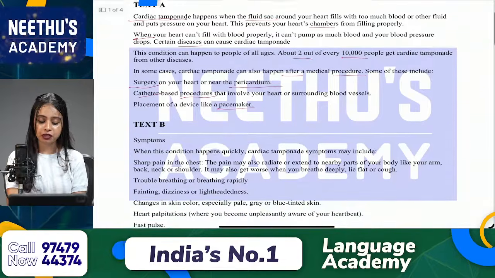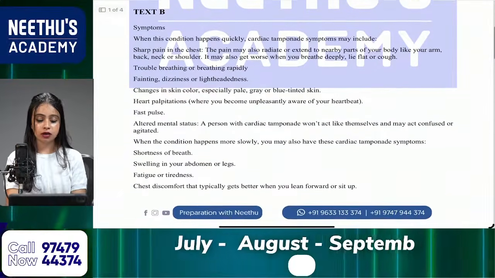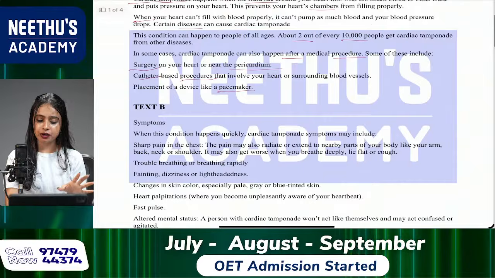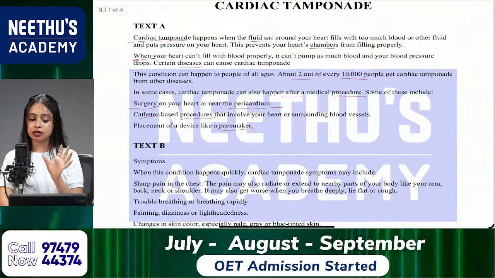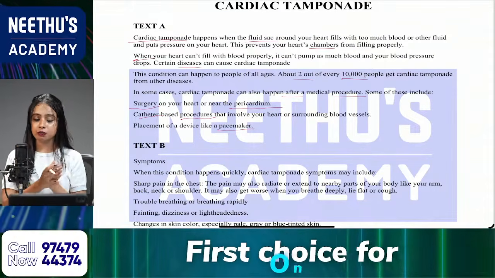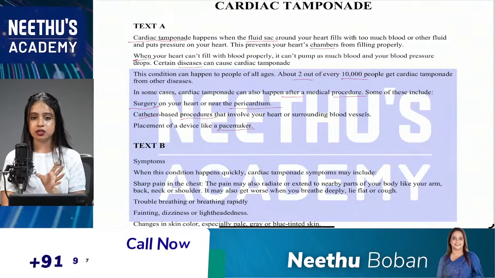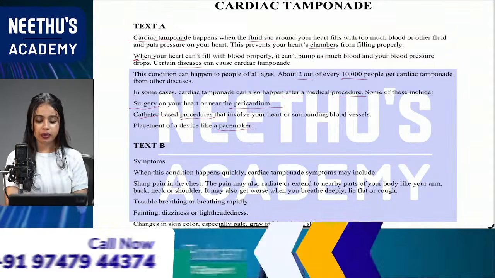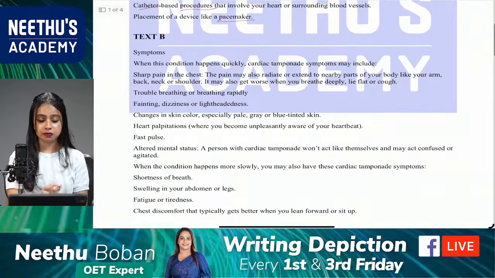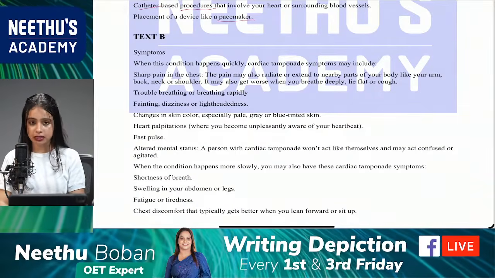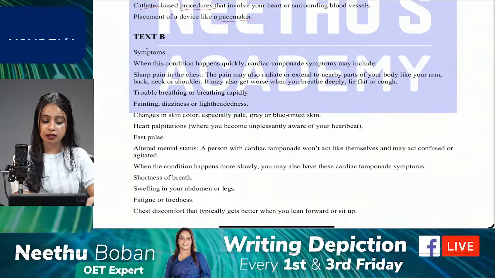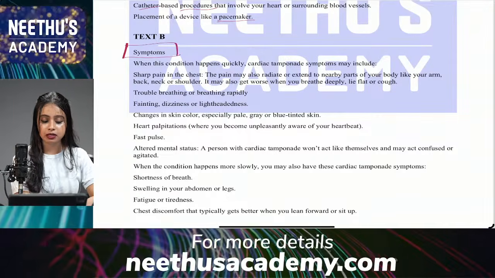Okay. Then I'm moving to text B. So what about text B? For example, in summary, you can say text A is all about this particular disease condition and then the prevalence as well as the types, or the chances. Then text B, it's all about symptoms. So here we have a subtitle, symptoms.